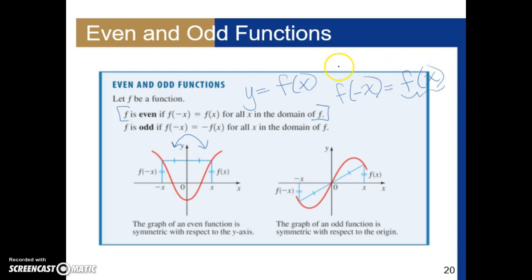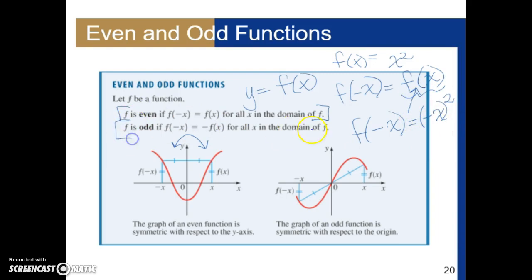In other words, let's say we have f of x equals x squared, and we put a negative into that function. We're going to get the quantity negative x squared, and that gets us right back to the quantity x squared, f of x. So this is an even function.